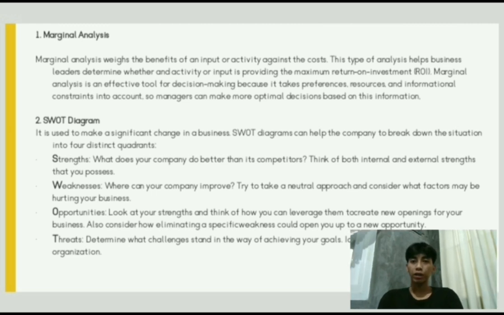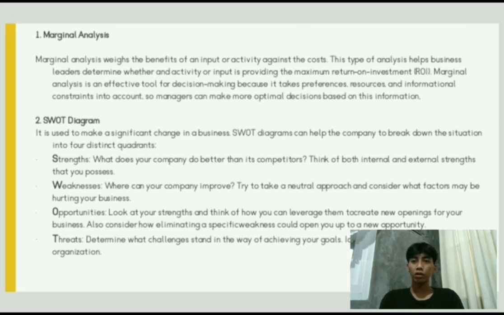SWOT diagram. It is used to make a significant change in a business. A SWOT diagram can help the company break down the situation into four distinct quadrants. First, strengths. What does your company do better than its competitors? Think about internal and external strengths that you possess.